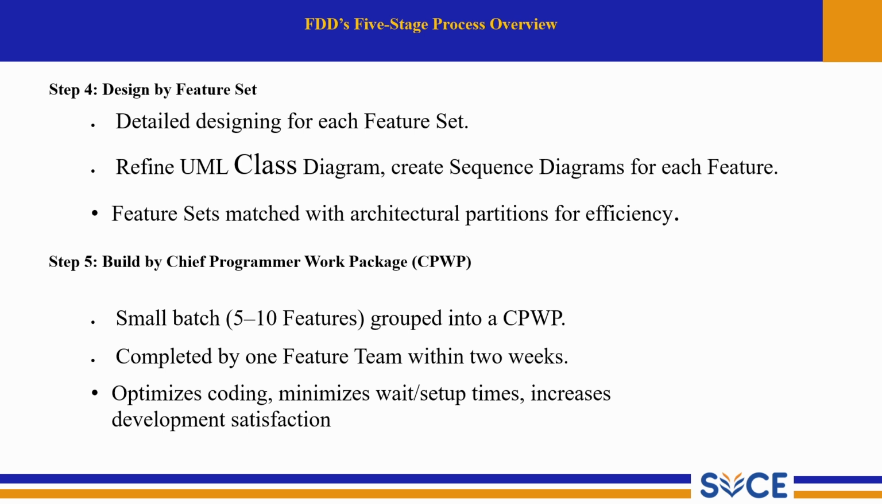Next we will move into step 5, that is build by chief programmer work package. Small batch, 5 to 10 features grouped in CPWP. This means features are collected into small manageable packages of work rather than trying to build everything at once. It is completed by one feature team within 2 weeks. In other words, a single team delivers the entire batch quickly, keeping the progress steady and predictable.